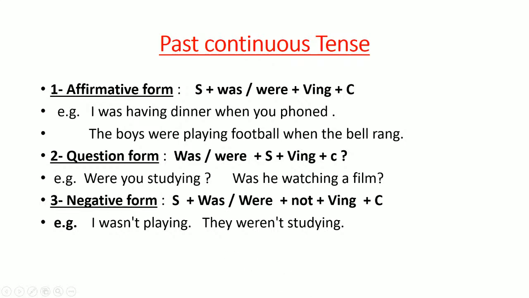Then we have the question form, which is very simple. We just invert. We put was or were before the subject, then the subject, then the verb-ing, then the complement. Example, were you studying? Was he watching a film? Then the negative form, subject plus was or were plus not plus verb-ing. Example, I wasn't playing. They weren't studying.